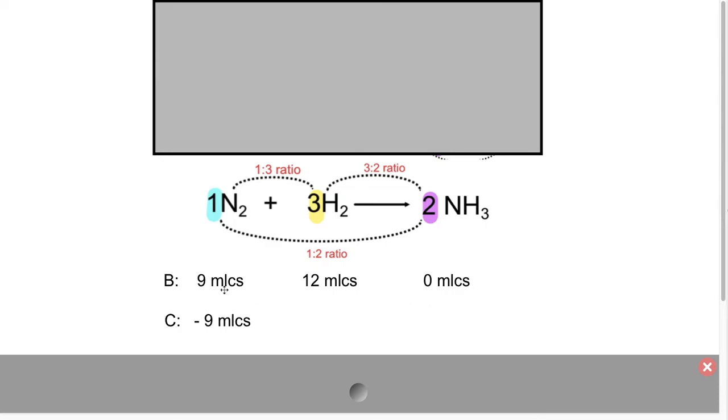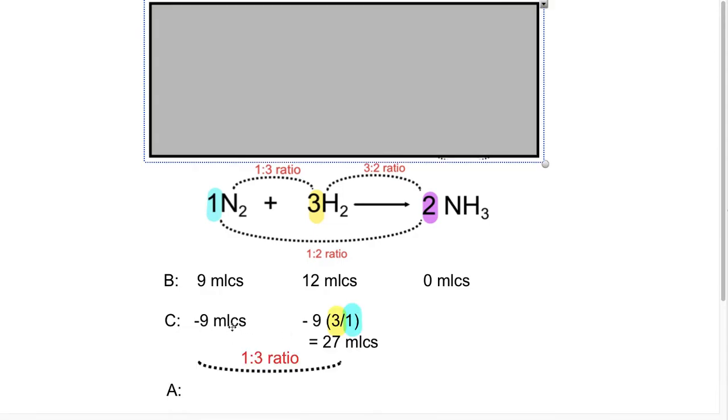Now, how do we know which one's going to run out? At first glance, we might not be able to recognize it. It's kind of a guess and check. I'm just going to go with the smallest number, or the one on the left. In this case, let's say we're going to try to use up all our N2s. So we have to figure out how many H2s we would need in order to completely use up the N2s.